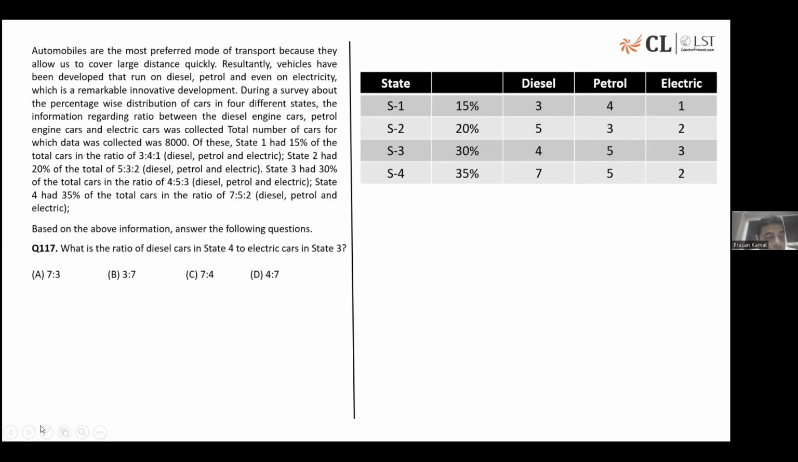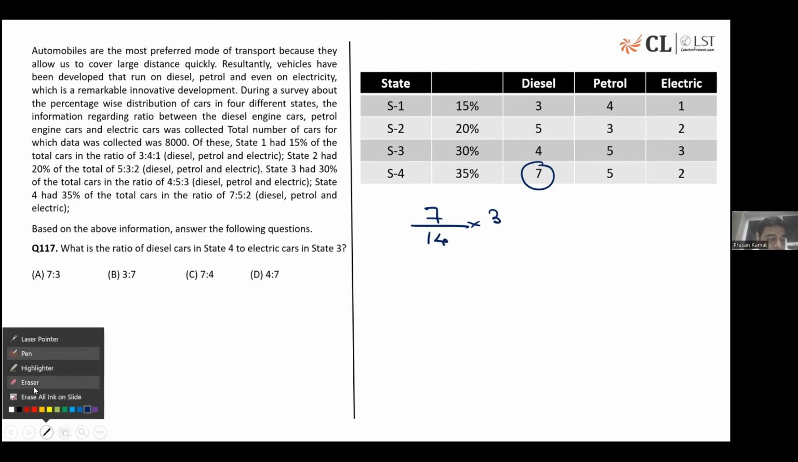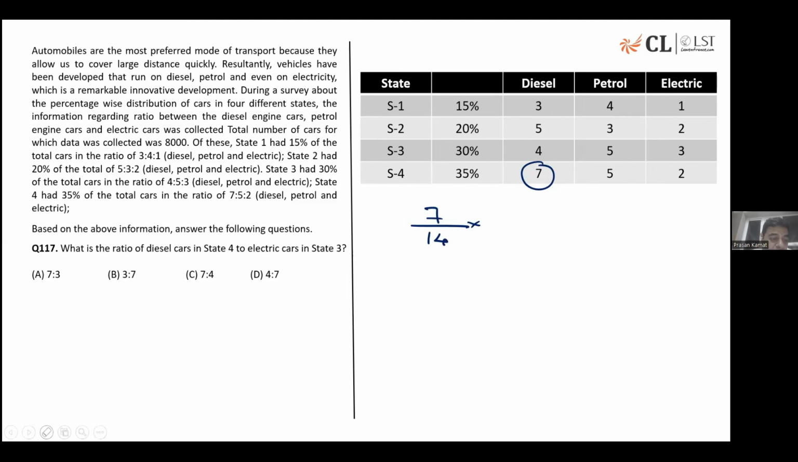What is the ratio of the diesel cars in state 4? Now again, state 4 diesel will be 7 parts out of 7 plus 5, 12 plus 2, 14. So that's 50% of the total. Now this total of state 4 we found out initially was 2,800, right? So this is 28. To the electric cars in state 3. Electric cars in state 3 will be 3 parts out of 3 plus 5, 8 plus 4, 12. Of 30% of 8,000 was 24.